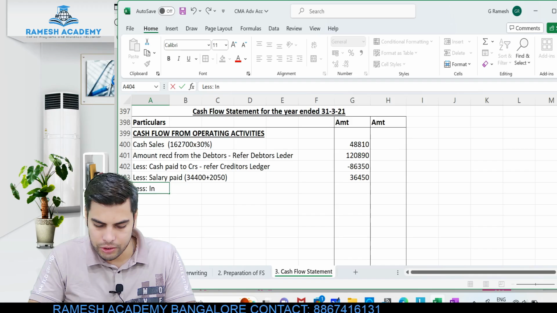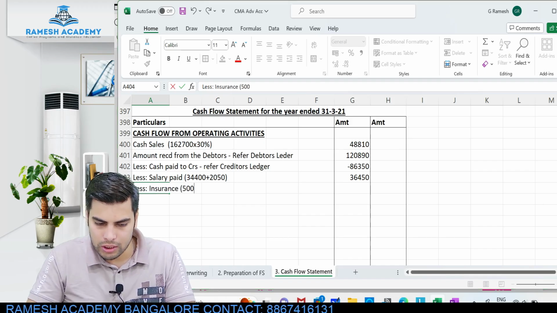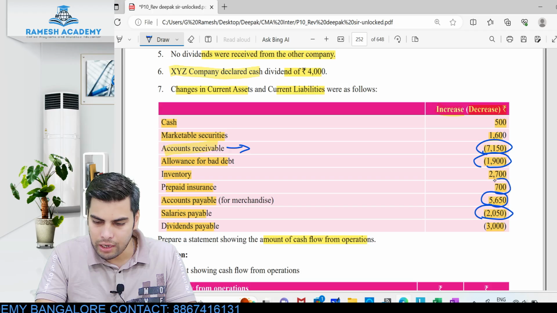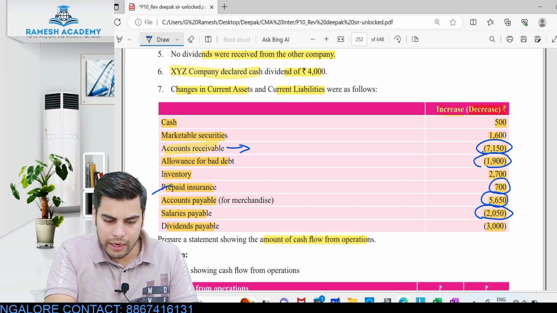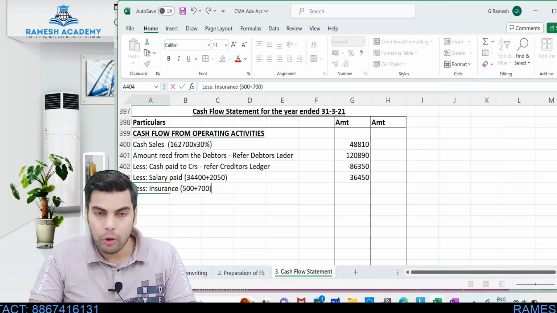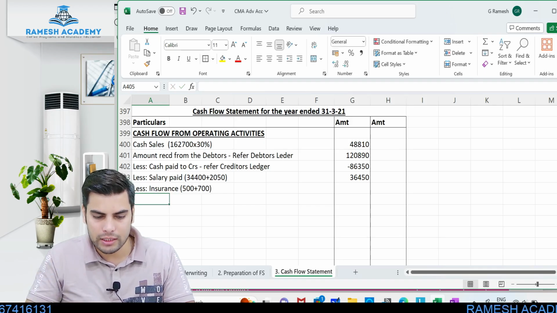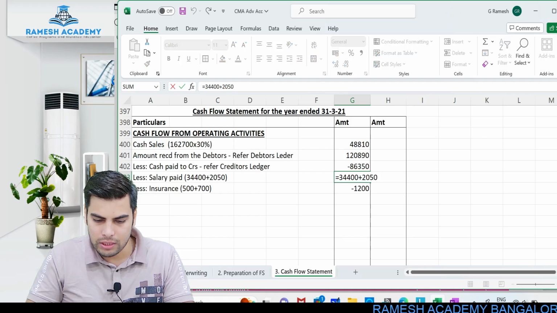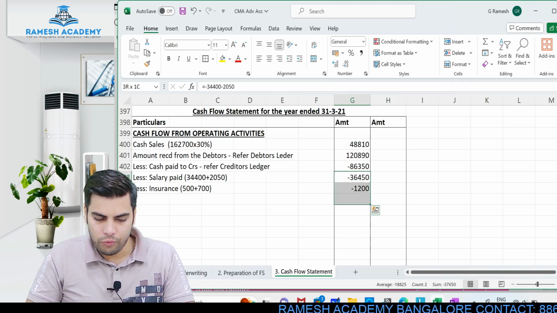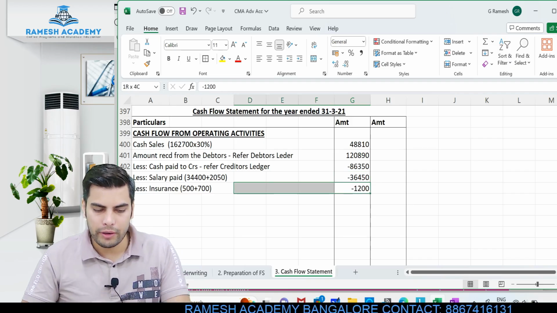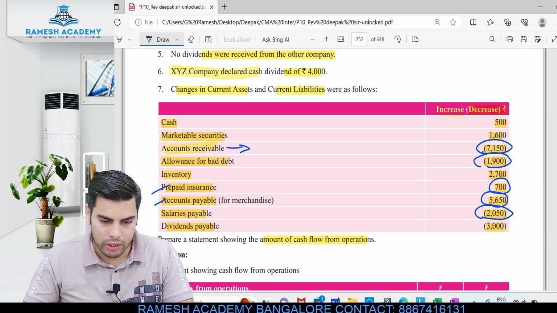Less insurance. We are paying 500 rupees towards insurance, and there was one more adjustment if you see relating to insurance. What was it? Prepaid insurance 700. It means insurance relating to next year is being paid in the current year. So don't you think, along with this 500, I'm also paying 700 rupees of insurance relating to next year? I'm paying this amount in advance. So totally how much is the insurance which I paid? 1,200 rupees is the insurance which I paid. Is this clear? All these are outflow, that's why I'm writing it as a negative amount. So insurance I paid to the extent of 1,200. Once we are done with this insurance, let's look into the next item.